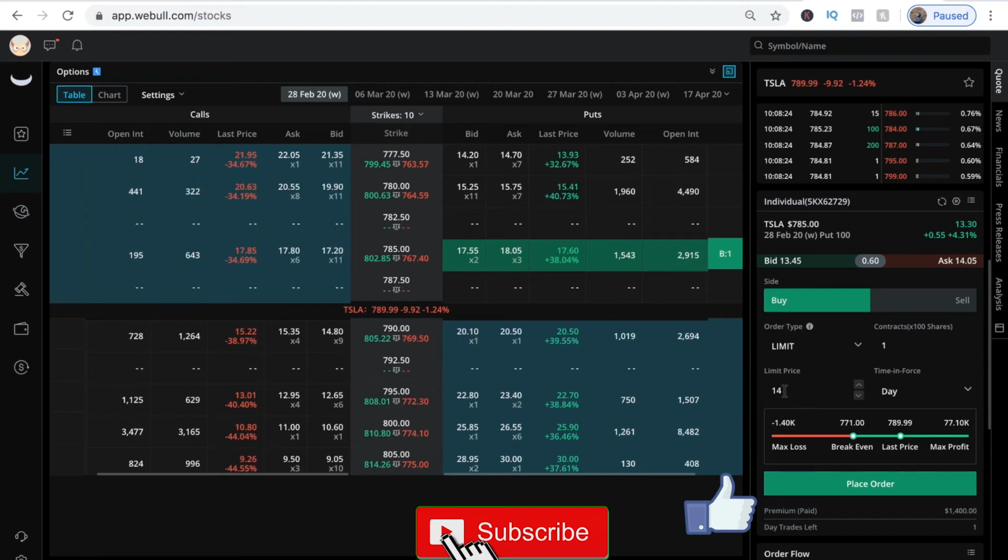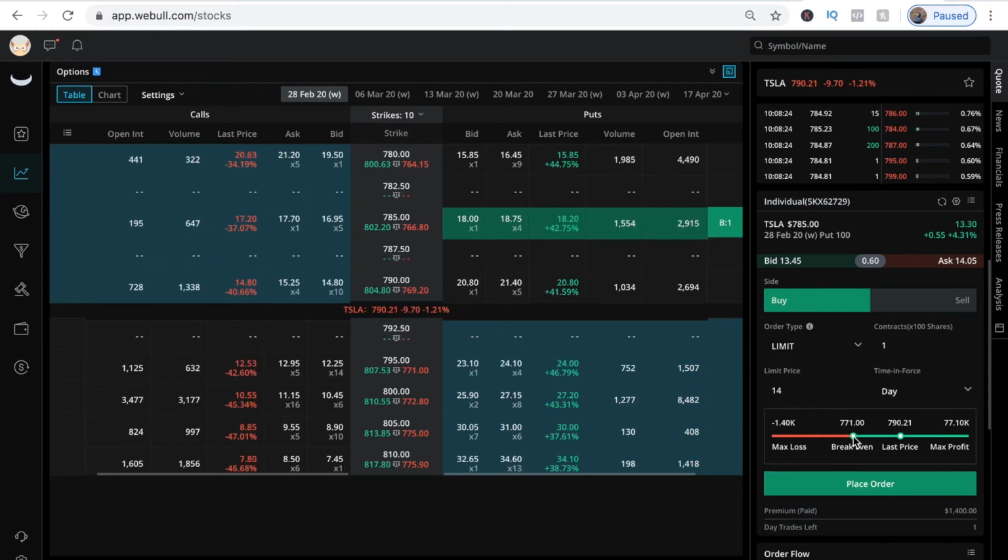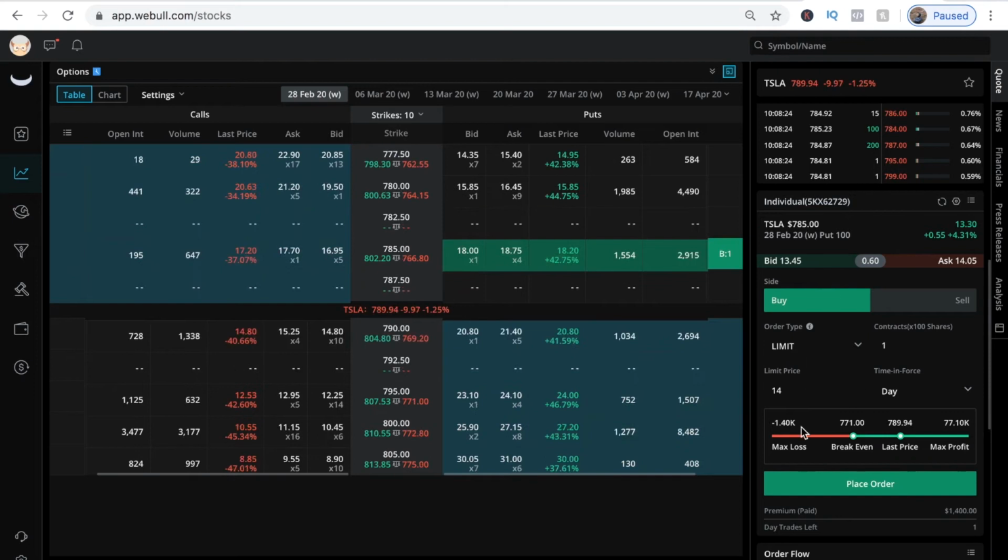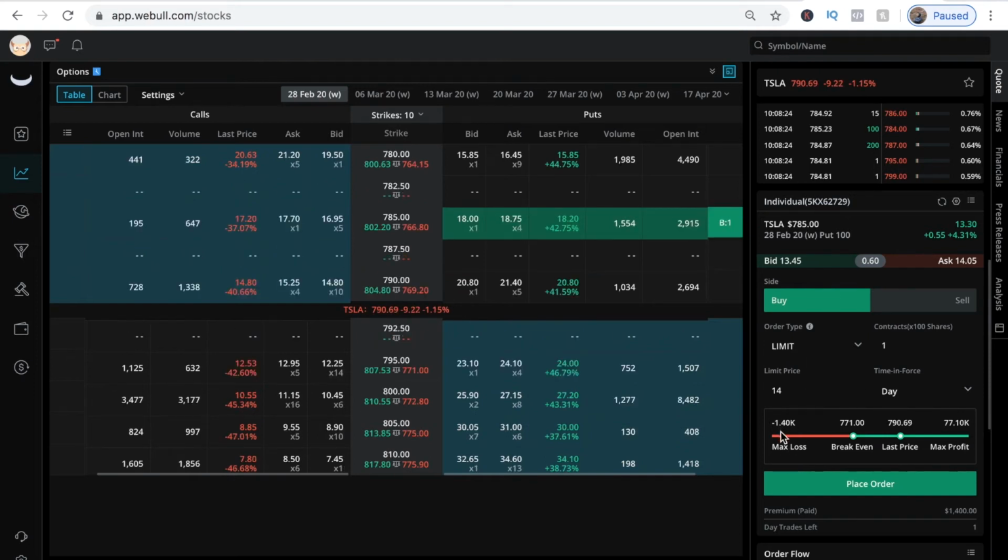That's what you're going to be paying out of pocket for these contracts. Then we have a break even at 771. We have where the last price is right now. It tells you your max profit, tells you your max loss, which I think is pretty cool to see. And this is a contract that expires the 28th. So we can see a max loss. Again, your entire investment is going to be your max loss. We have a break even at 771.